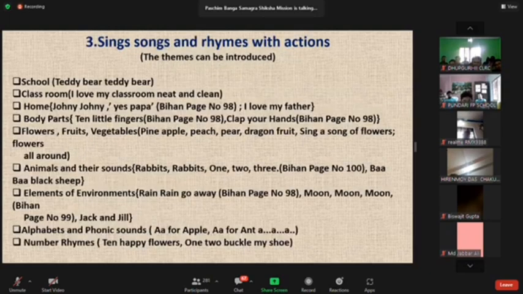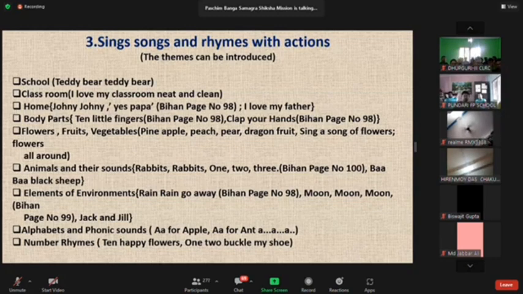The next learning outcome is to sing songs and rhymes with actions. This is a very important part of our pre-primary curriculum because the children are very small, so joyful learning is very necessary for them. Whenever we introduce these rhymes, we must introduce them with proper actions, proper pronunciation, proper gestures, and sometimes proper tunes. If we can do that, then they will follow us joyfully.